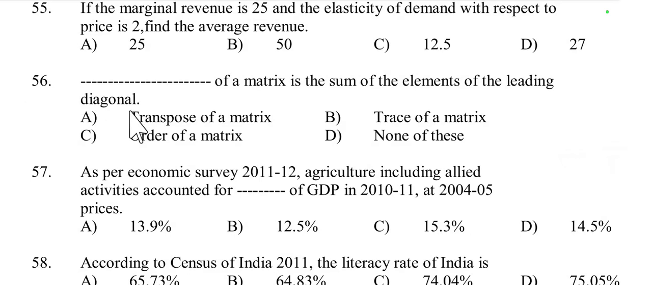Then question number 56. Dash of a matrix is the sum of the elements of the leading diagonal: matrix, transpose of a matrix, trace of a matrix, order of a matrix, or none. It is called the trace of a matrix. The trace is the sum of all the diagonal elements in a square matrix. Suppose 1 0 0 1. Here the diagonal elements are 1 and 1. So 1 plus 1 is 2. Option B is the right answer.